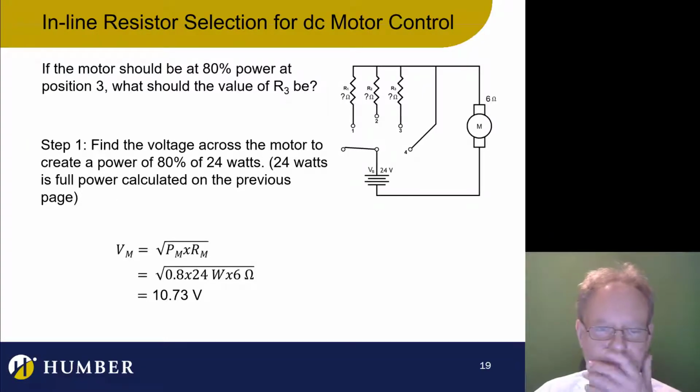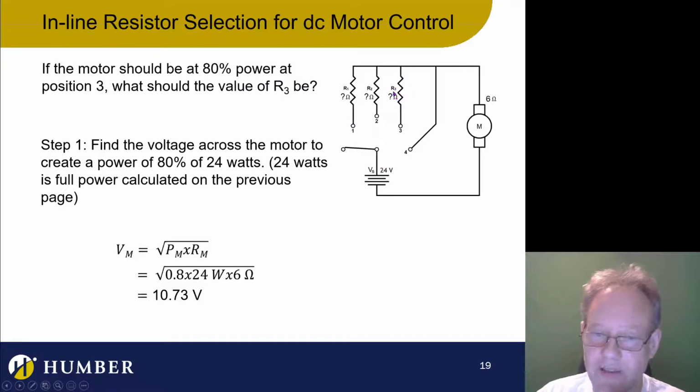But wait a second. I know that at switch 3, it's 80% power. So I need this thing to have 10.73 volts, and my battery is 24 volts. So I need to put a resistor in here that steals actually quite a bit of voltage. Well, let's take a look. How do I calculate that?